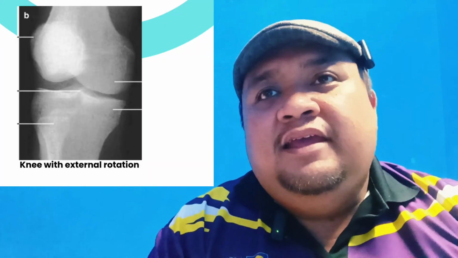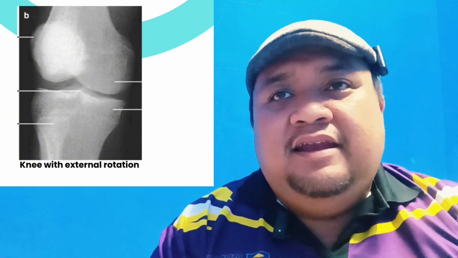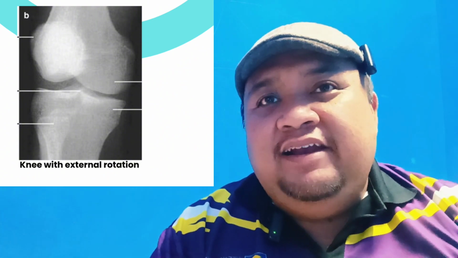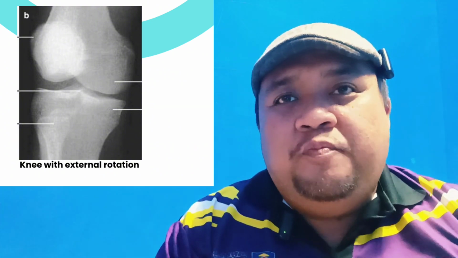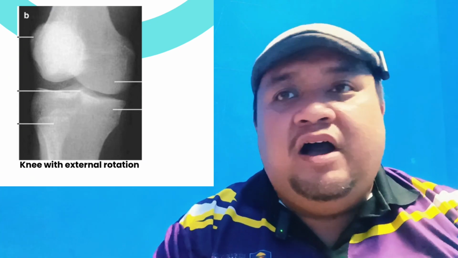Now, look at the external or lateral rotation. Here, the medial femoral condyle appears larger. Then the fibula head, neck, and even the shaft are heavily superimposed by the tibia. This happens when the leg is rotated too far outward.